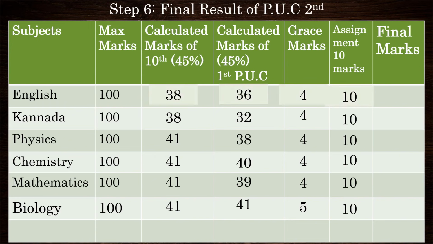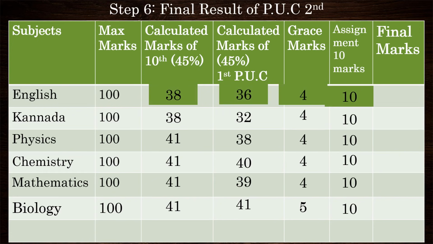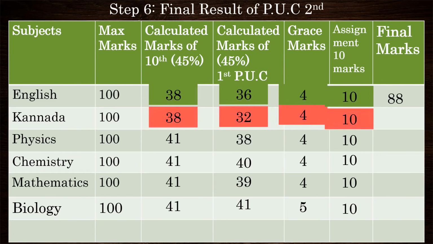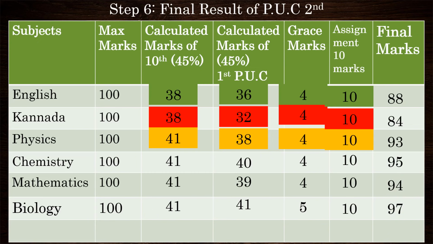Then to calculate the final marks, we need to find the sum of first subject English. It will be 38 plus 36 plus 4 plus 10. It will be equal to 88. Then for Kannada, 38 plus 32 plus 4 plus 10 is equal to 84. Then for physics, 41 plus 38 plus 4 plus 10 is equal to 93. Similarly for chemistry, mathematics and biology, the marks are 95, 94, 97. So these are the final marks for each of the subjects.